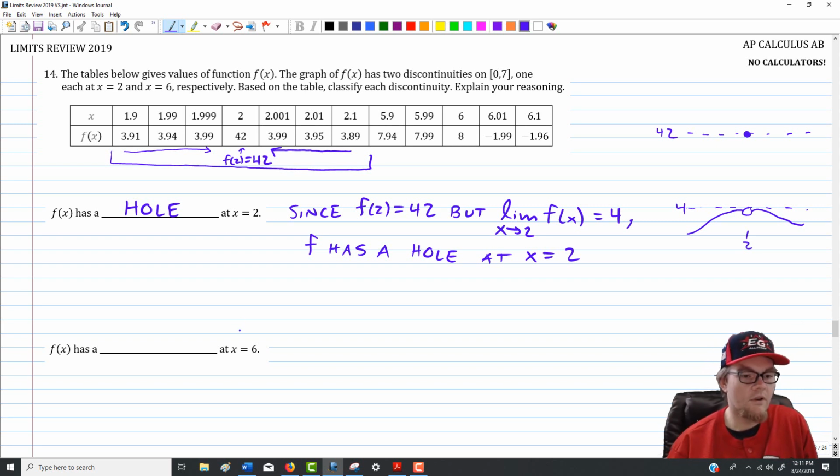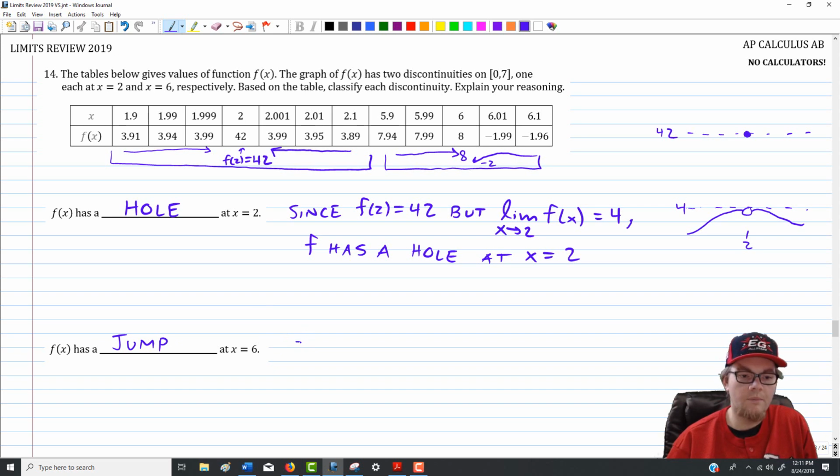For the second one, for x equals 6, looking over on that last piece over here, what I'm seeing is it looks like on the left side, everything's going closer and closer to 8. On the right side, though, it looks like we're going closer and closer to -2. So basically, my thought here is that we have a jump at x equals 6.